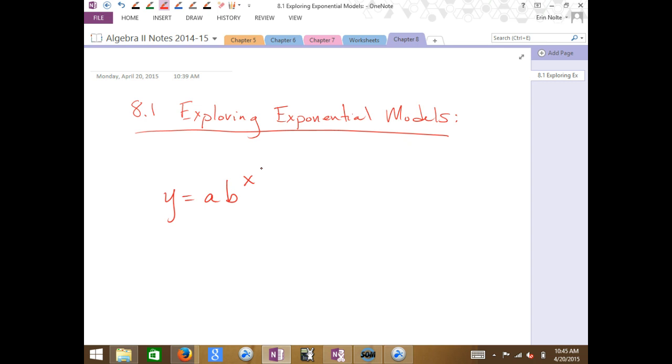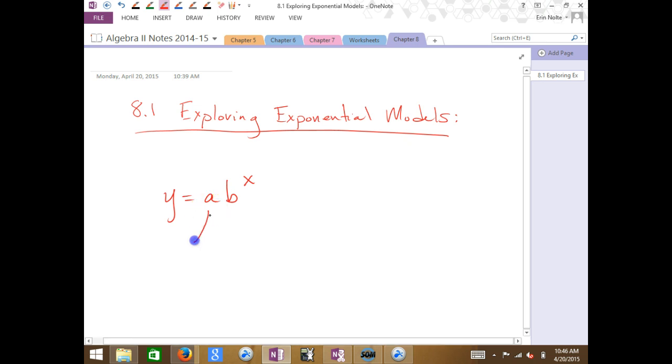My first question for you is, if I have a times b to the x, can't I just multiply the a times the b together? No, because don't you have to have the x power on both of them? Yeah, because the b is connected to the x. Oh yeah, because order of operations says you have to do the exponent first and then multiply times the a. So the a and the b are both going to give us information about our exponential function.